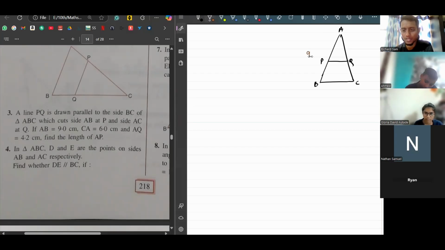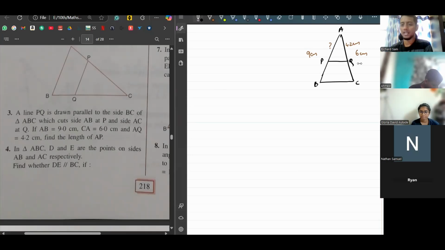The full AB is 9 centimeters. AC is 6 centimeters. AQ is 4.2. Find the length of AP. How do we do this? Do we use BPT, basic proportionality theorem, or just the normal theorem between two similar triangles? See, because we don't have QC and PB, it is not the basic proportionality theorem.